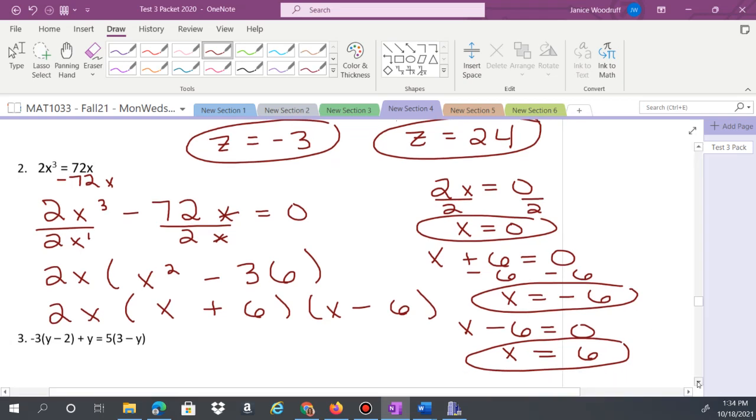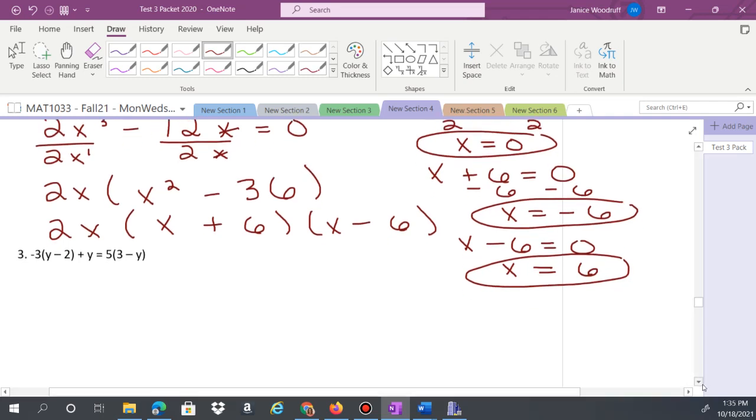All right, and then number 3. What do we want to do first here? Distribute. Yeah, so negative 3 times y, negative 3y. Negative 3 times negative 2, positive 6, plus y. 5 times 3 is 15. Or 5 times negative y, negative 5y.